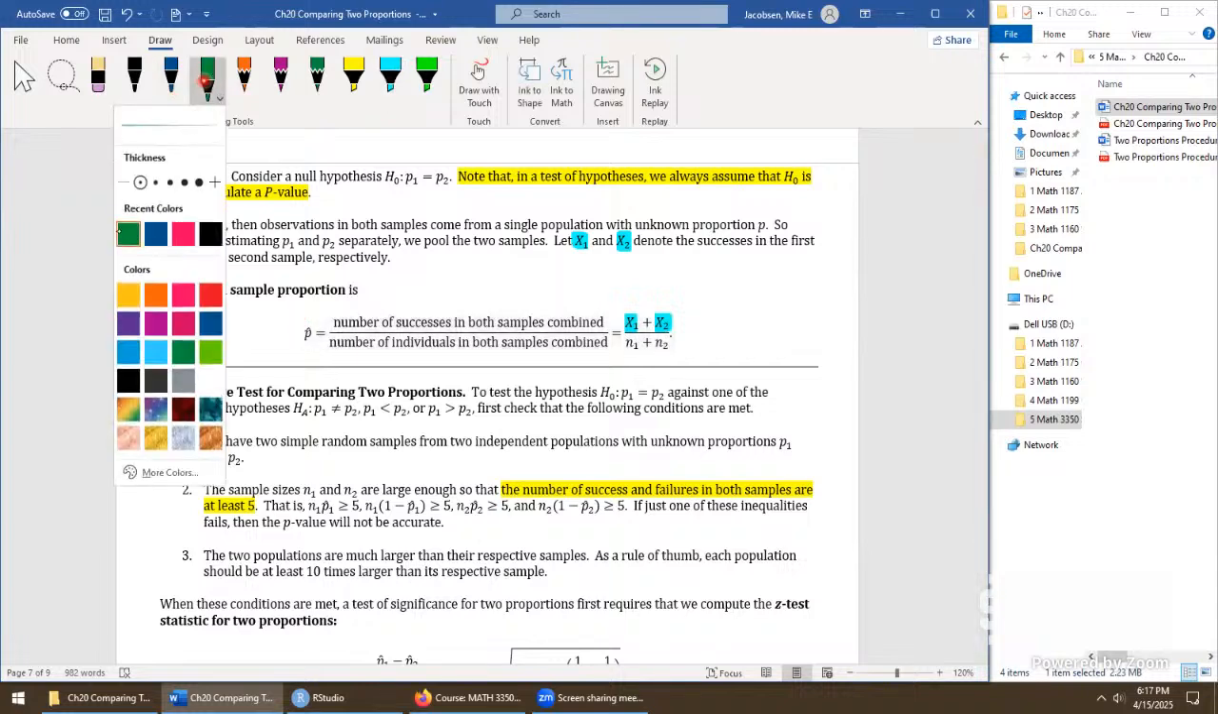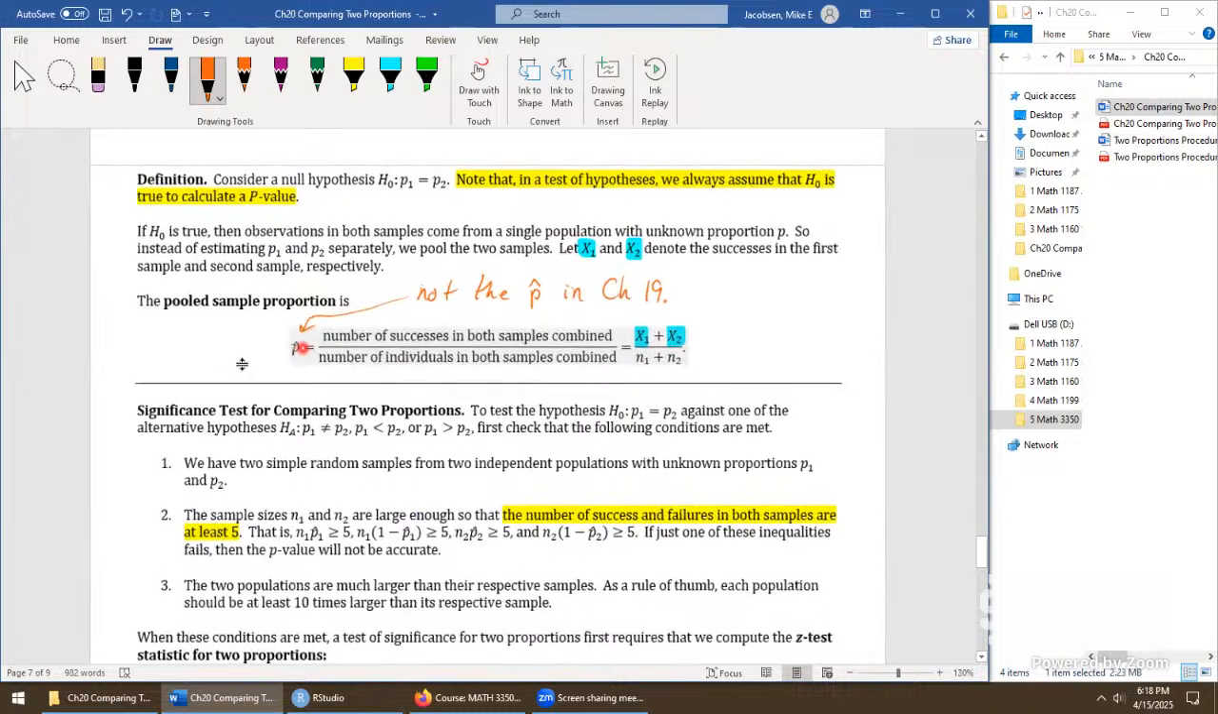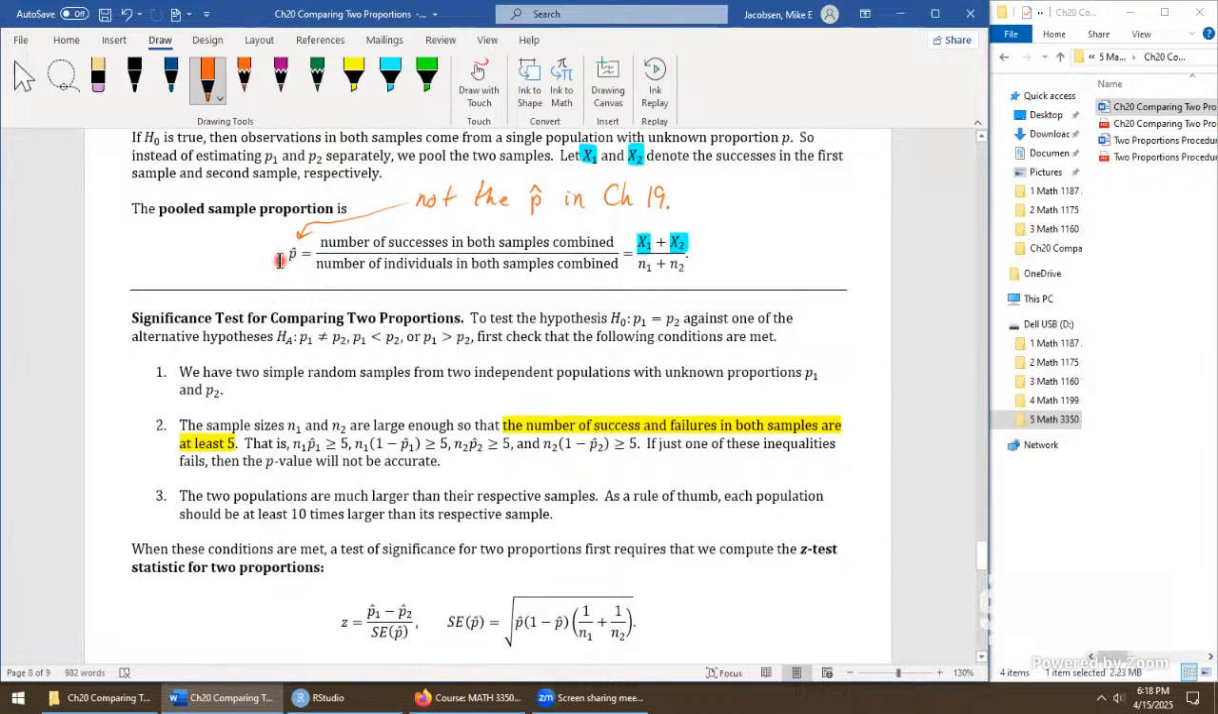A dangerous little structure there, because always remember, this is not the p hat in chapter 19. So our actual symbols that we use to denote these things are really overloaded. They have become highly context sensitive right at this point of the course. But if we know what context we're in, we'll know which p hat we're always thinking about. Next, for the actual test itself, we have to have two simple random samples from two independent populations. This is the statement that we briefly discussed.